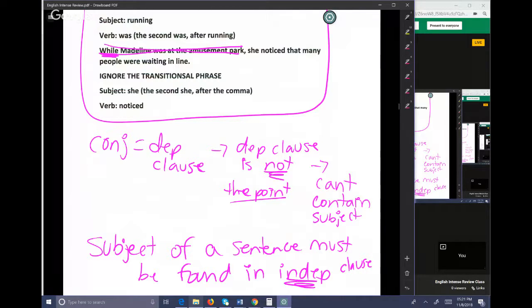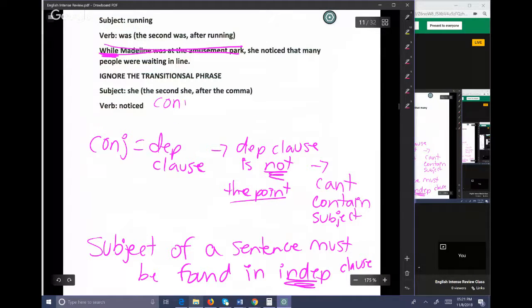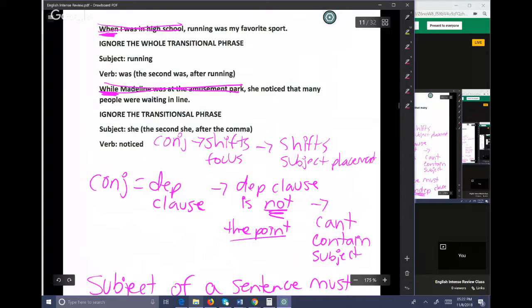It shifts the focus of our sentence. So it also shifts the placement of what we call the subject. So a conjunction shifts focus, and in turn, shifting focus shifts the subject's placement. These were the examples we used before.